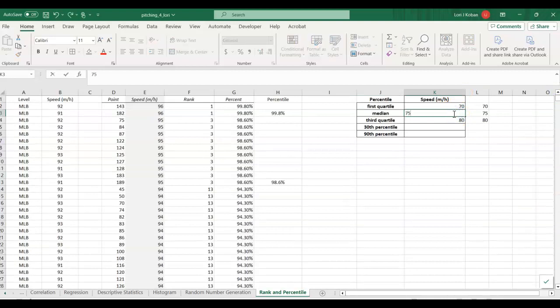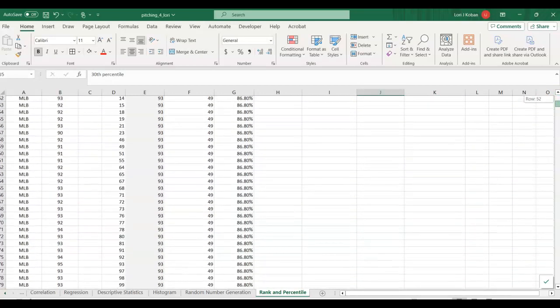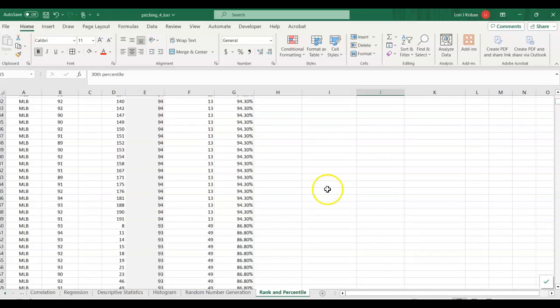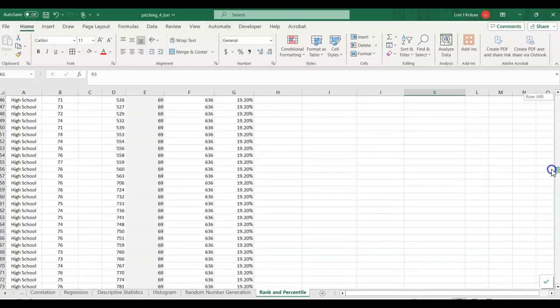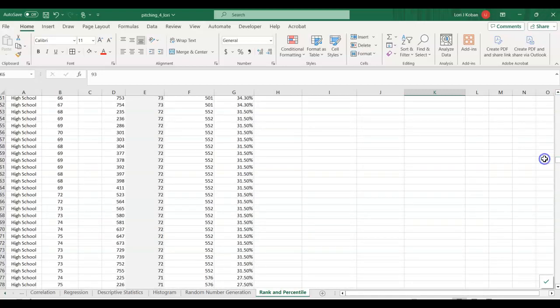Very good. The 30th percentile and the 90th, go ahead and fill those in and then check. Pause me, do that, and then check. For the 90th, we're going to go with 93 miles per hour. So 93 miles per hour is faster than 90% of the data. And the miles per hour that's faster than 30% of the data will be 71.